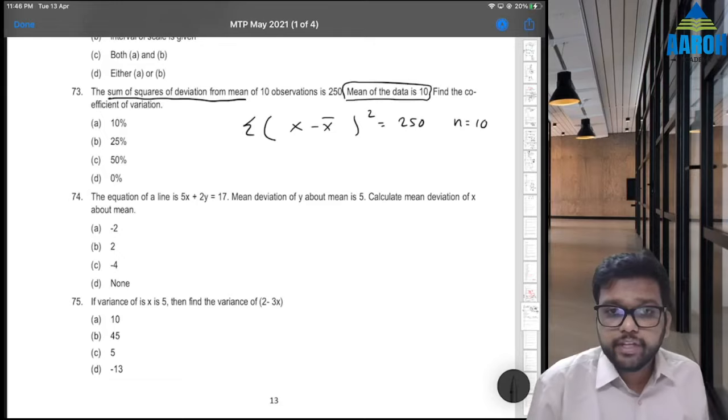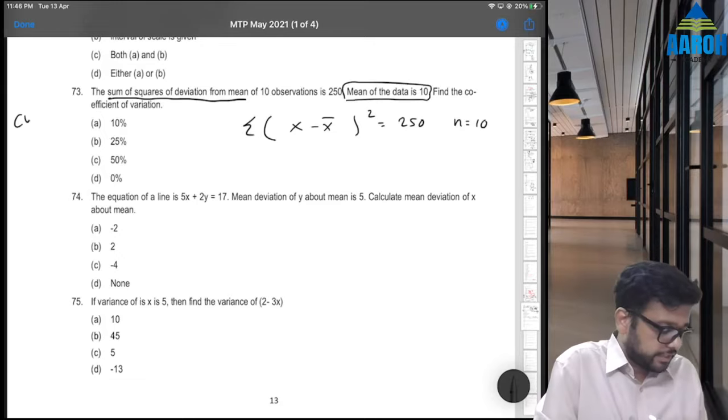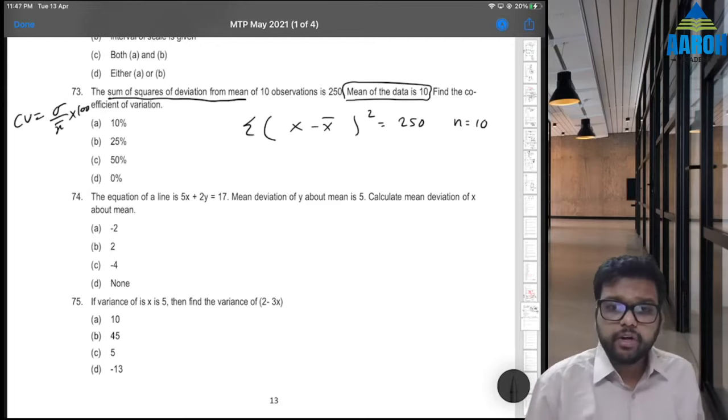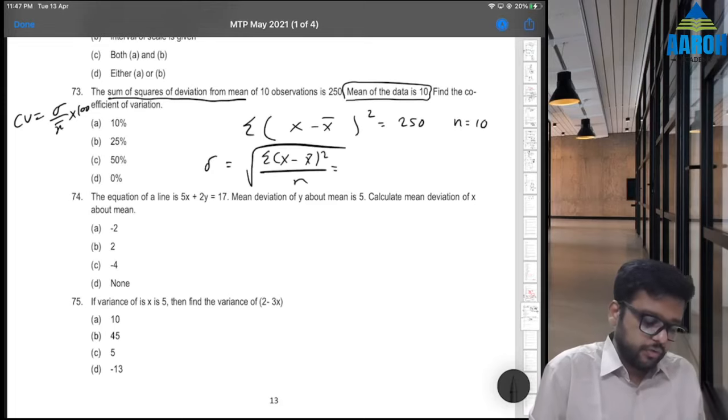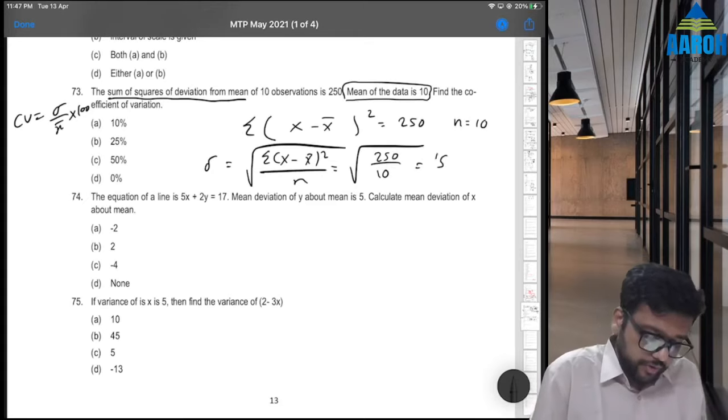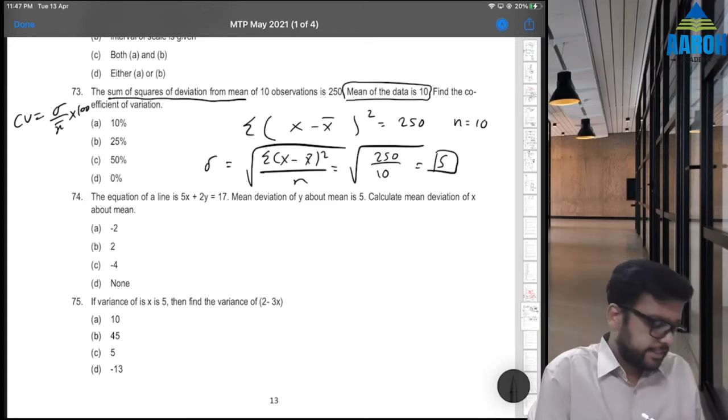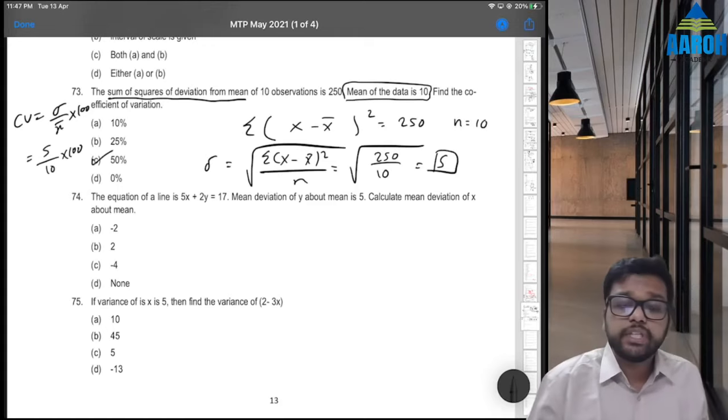Find the coefficient of variation. Okay, first of all, coefficient of variation CV is what? SD by x bar into 100, standard deviation by mean into 100. Standard deviation is what? Square root of summation of (x minus x bar) squared by n, which is square root of 250 by 10, which is root 25, so 5. So now the CV is 5 by x bar, which is 10, into 100, 50%. Option C is the correct answer.